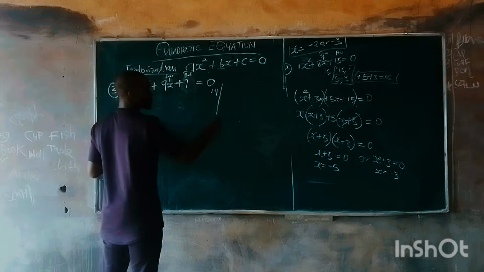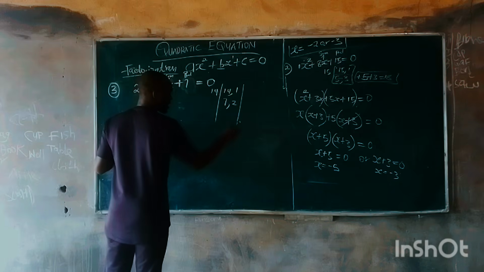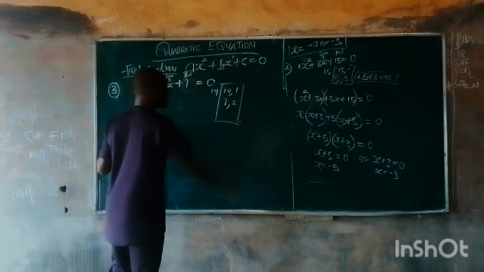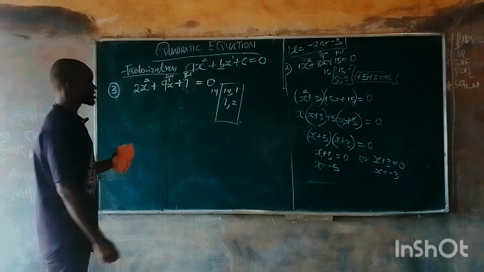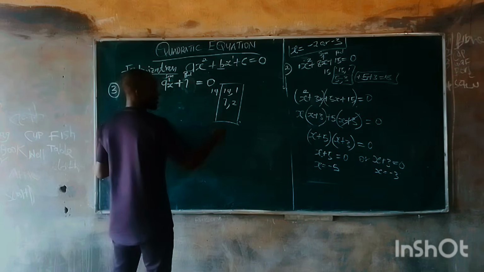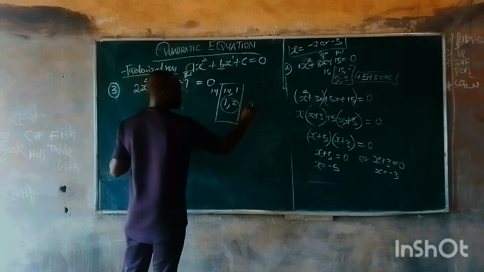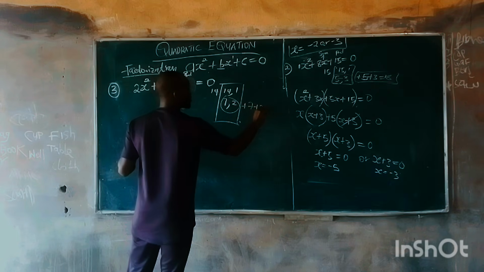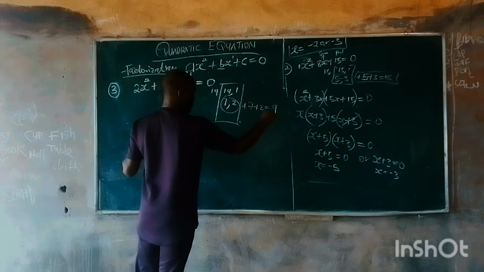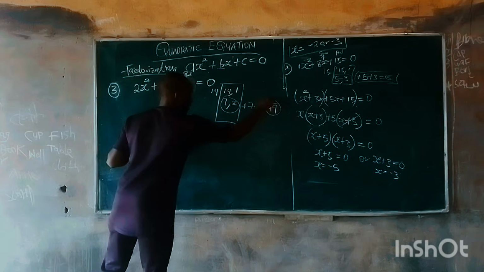And what are the factors of 14? We have 14 and 1, and then we also have 7 and 2. Now these are the possible factors of 14. 14 multiplied by 1 is 14, 7 times 2 is 14. And then which combination will give us 9? Of course, it is this: 7 plus 2 is going to give us 9. So we are going to use this as our sum.